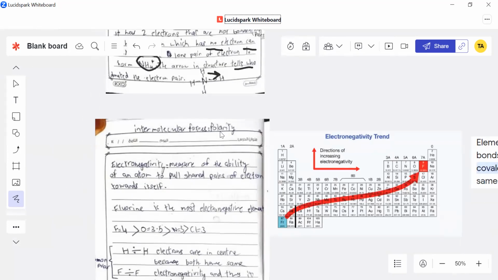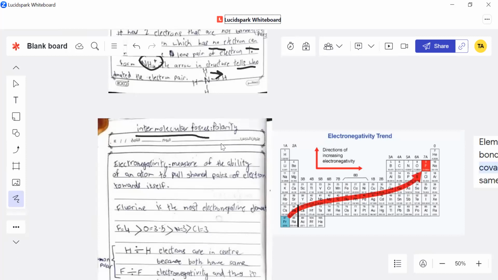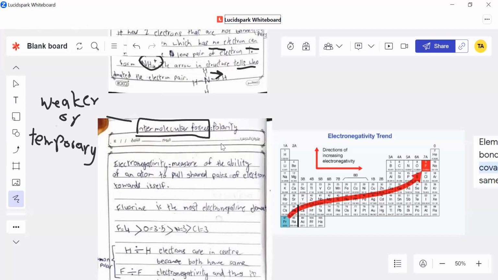Now, moving on to intermolecular forces, the weaker forces, or the temporary forces. For this, you first have to know polarity. So let's start with electronegativity. Electronegativity is the measure of the ability of an atom to pull a shared pair of electrons towards itself. So what is electronegativity? It's the ability of an atom to pull electrons.